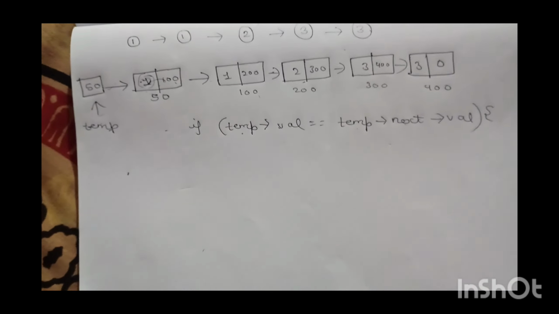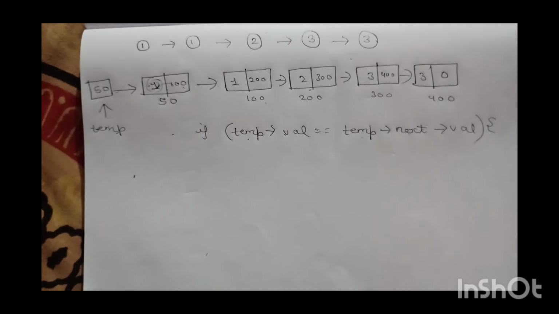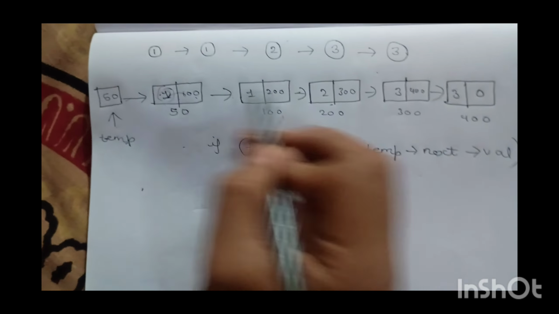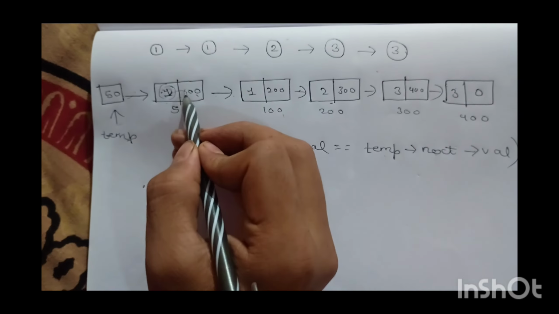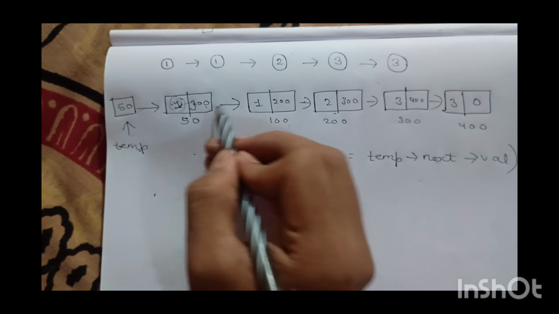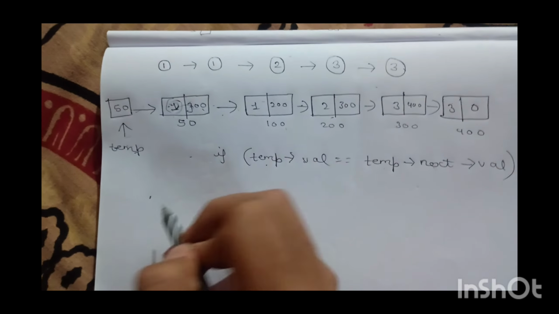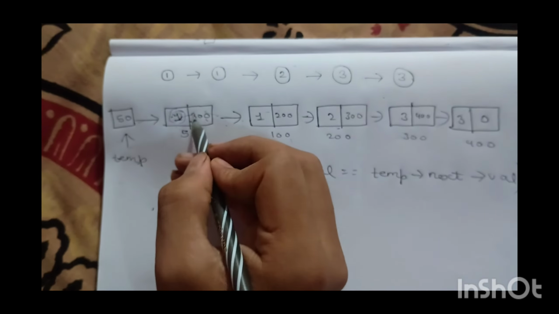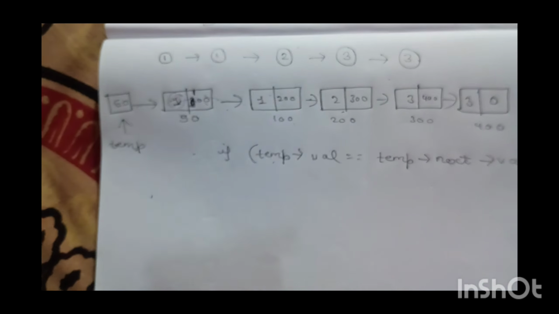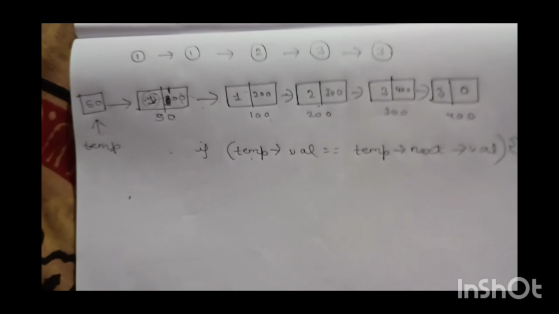So now we have to remove a node. So how can we remove it? We have to put the address of this node here. If I write here 300, then the link between this and this node is broken. So I have to change the address only. Okay, so how can I do this?